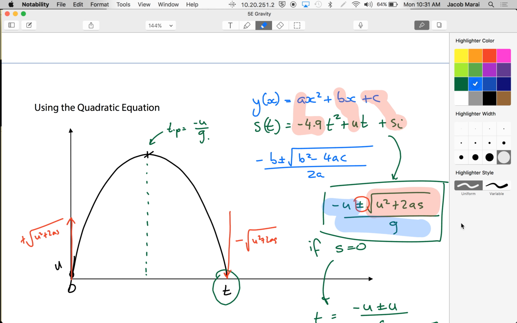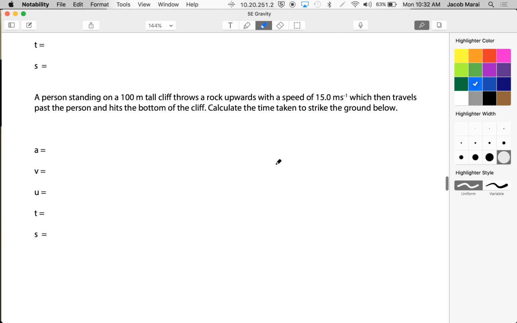Yes, Tristan? When you say the turning point, is that the time or the displacement? That is the time that the object was stationary. Okay? So, I'm showing you this, but it's not going to be in the test, so worry not.